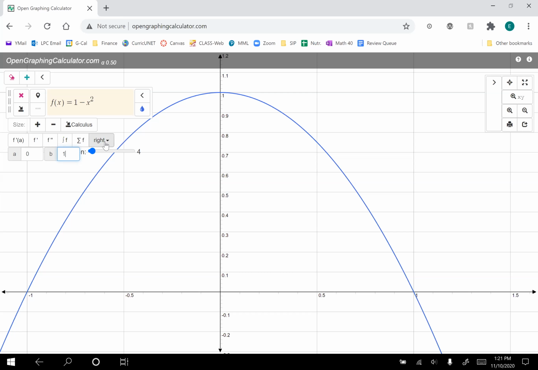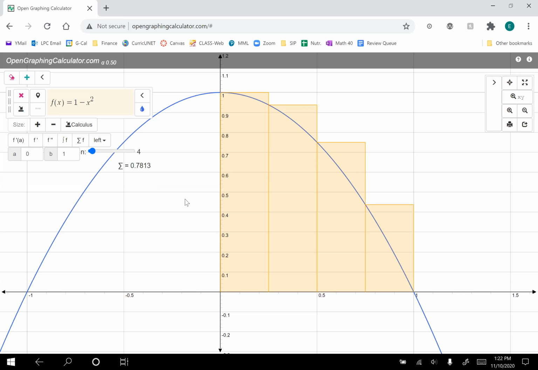And then this little button here where it says right at the moment, that's the different types of endpoints that you can use. So right endpoints, left endpoints, middle points, that's our midpoint rule. There's also some extras here, trapezoidal, lower and upper sums. Trapezoidal we don't really encounter in this class. Lower and upper sums are some terminology that the book uses, so you might want to play around with those as well. So let's put it on left endpoints for right now and press this little guy right here.